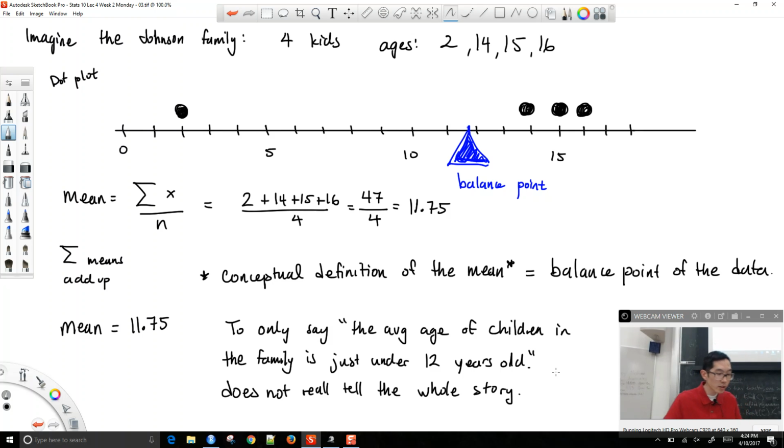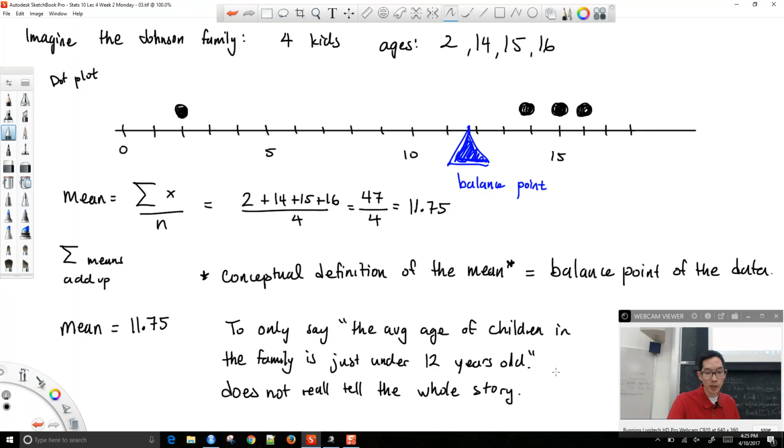And that's the deal with summary statistics, the summary statistic might not tell the whole story. I don't know, what would we say the average age is? It's kind of hard to do, especially when you have these outliers. Okay, so that's the Johnson family.